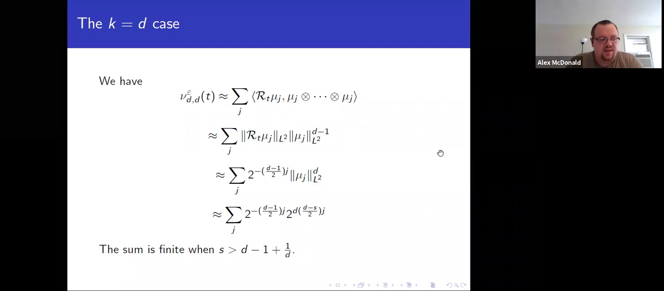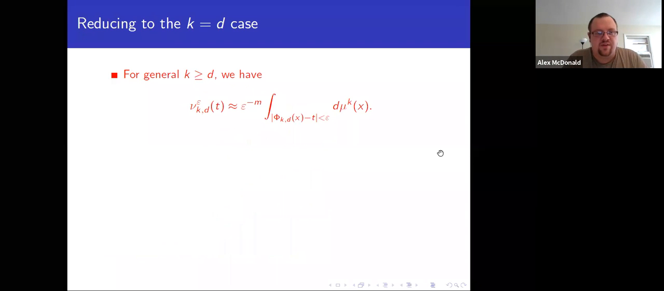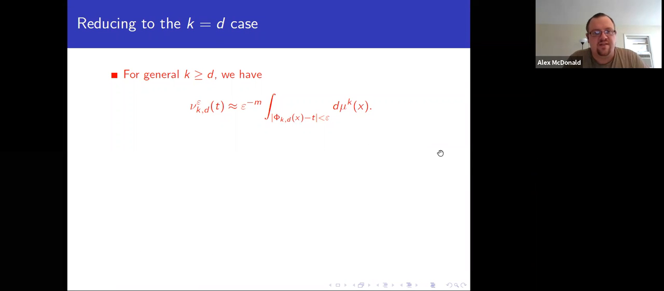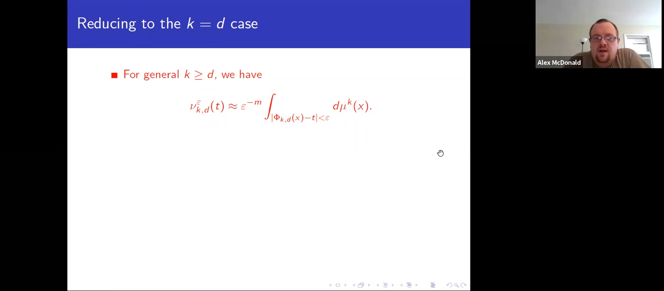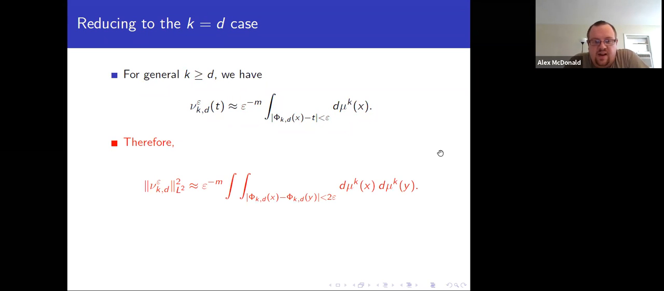Okay, so that's the idea of the proof for the K equals D case. How do we reduce to the K equals D case? So for general K greater than or equal to D, we still have this same idea for the approximation. It's now epsilon to the minus m, because T lives in an m dimensional space, and we're integrating d mu to the k of x over the region where the volume type of x is approximately equal to T.